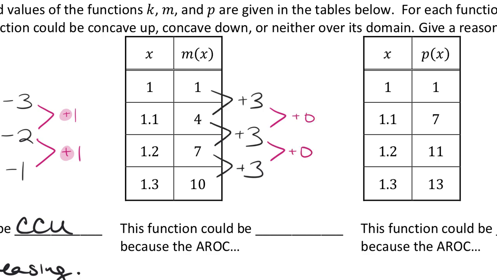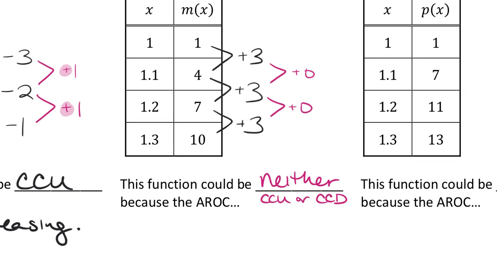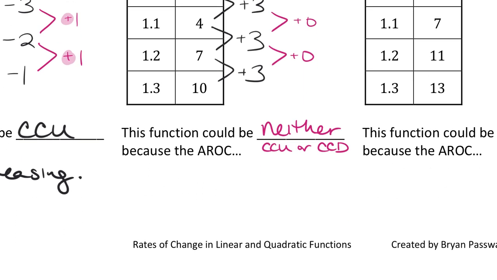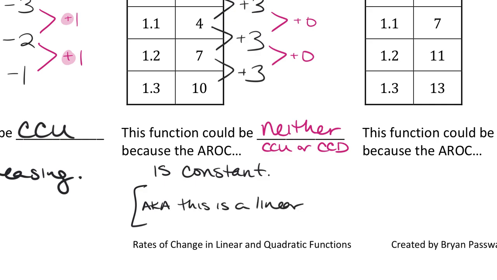If there is no change in the rate of change, first of all, we know the function's linear, which means it's neither concave up or concave down because there's no change in the rate of change. This is a straight line. Linear functions have no concavity to them. So this function could be neither concave up nor concave down because that average rate of change is constant. And then just because we know this, aka this is a linear function.